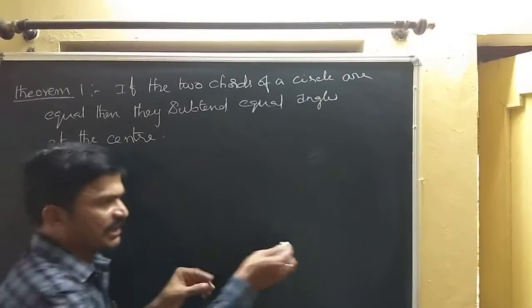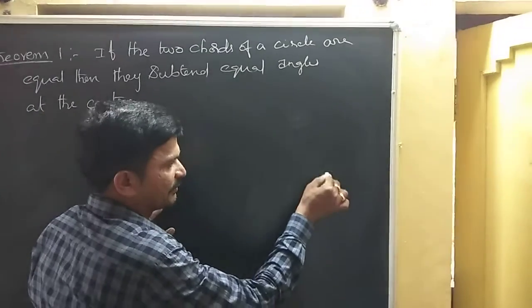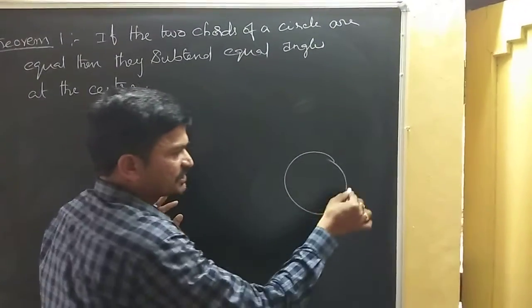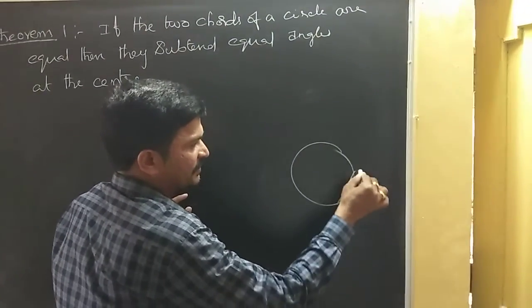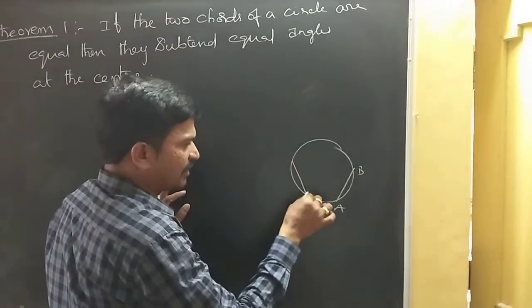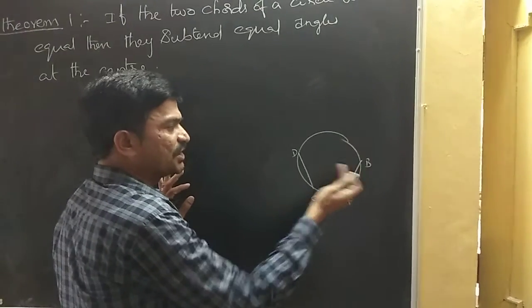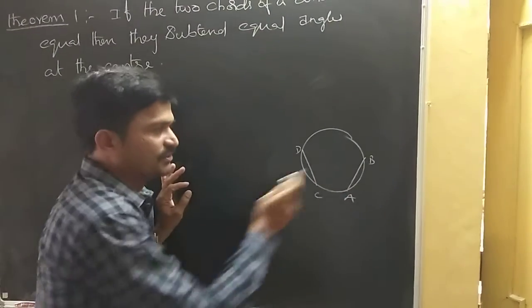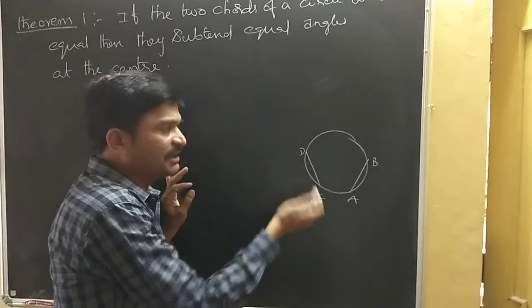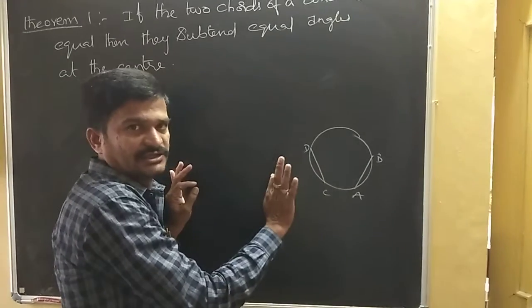What it means? Let us take a rough diagram. This is the circle. This is the one chord AB, and this is the another chord CD. Here, what is the relation between these 2 chords? These 2 chords are equal. Equal is nothing but equal in length, isn't it?